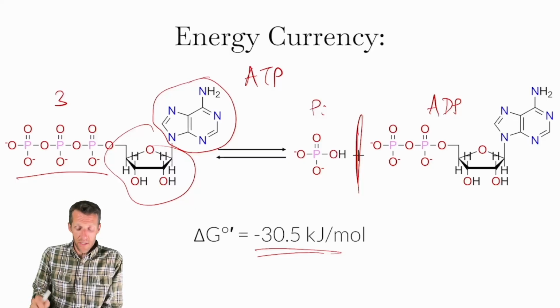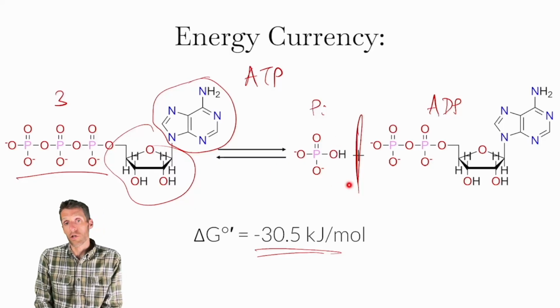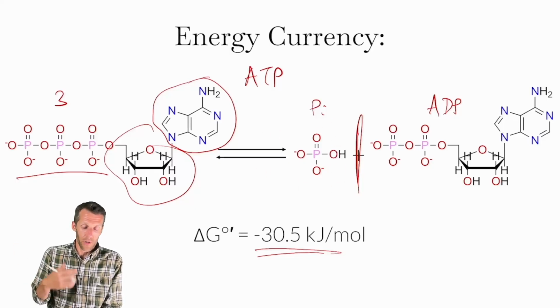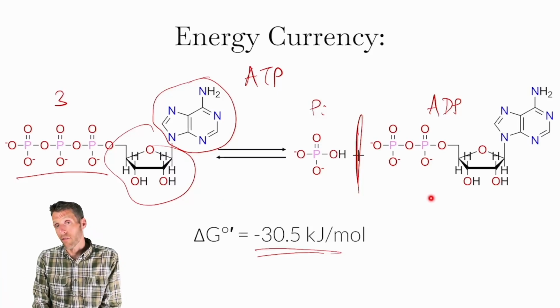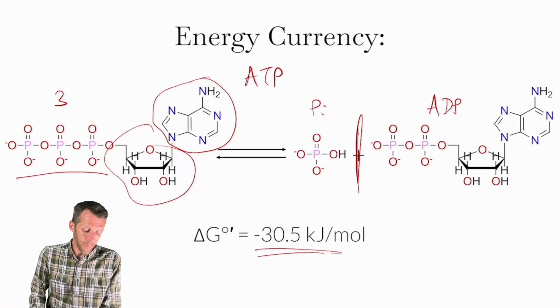And there are a variety of reasons this is favorable. There's electrostatic repulsion between all these negative charges. There's also a difference in the resonance structures available. There's actually more resonance structures available in the cleaved form, so there's more ways to arrange the system. So just overall, it's more entropically favorable to chop off the phosphate.